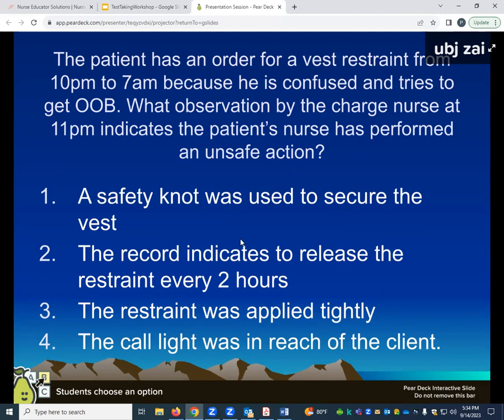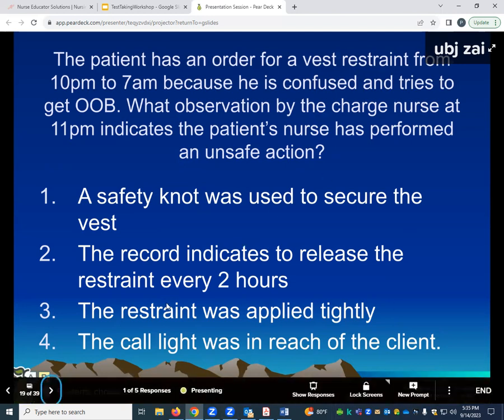So basically what you're going to do for this question is look at all the options and ask yourself, is this a safe action? If it's a safe action, you're going to mark it true. And if it's not a safe action, you're going to mark it false. And hopefully you'll come up with 3 true answers and 1 false answer. That's your false option. That's the correct answer to the question. So let's do this one and see how we do on it.